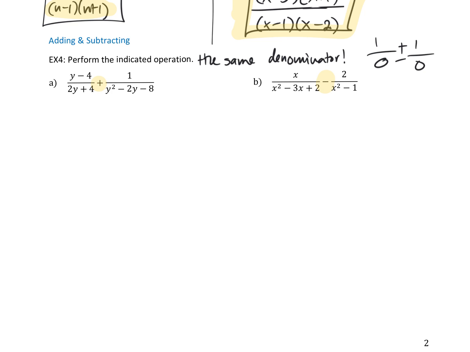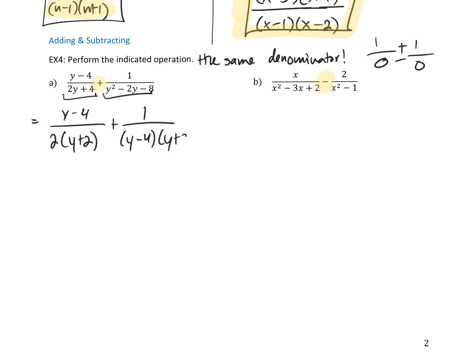So at the moment, looking at these two fractions, the denominators are definitely not the same. First things I'm going to do, though, I'm going to factor them to make it look a little easier to figure out how to fix this problem. So to factor the denominator, the first one, we'll factor out the 2. And then for the last one, let's see, how does that factor? That is going to be y minus 4 times y plus 2. Okay, so I have a problem. I don't have the same denominator.